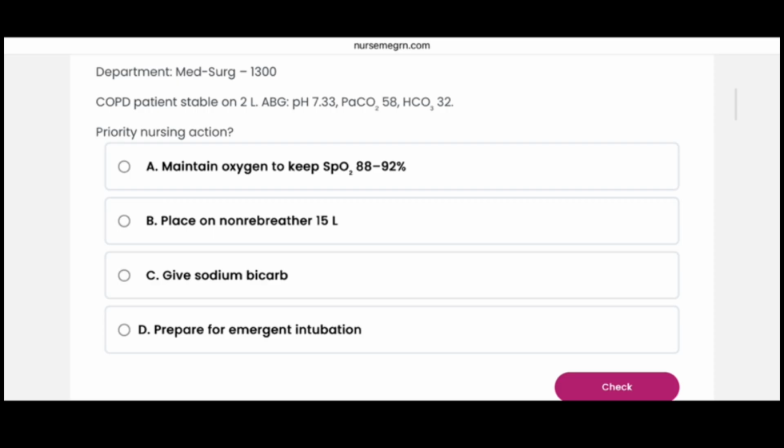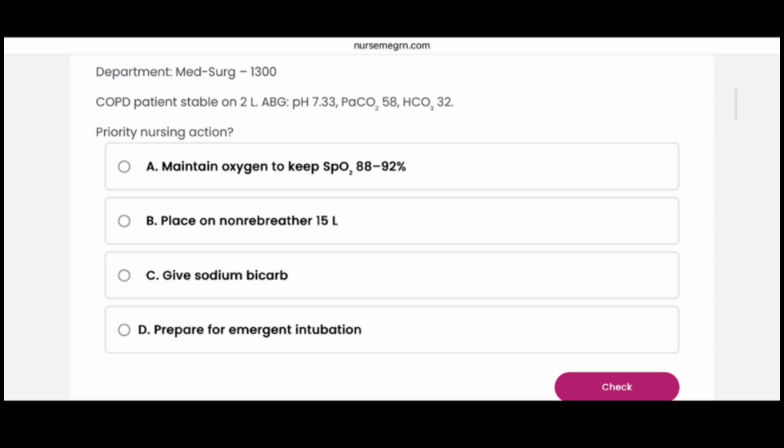Remember, when it's asking for a nursing action, it's asking for you to do an intervention or action, not to gather information. Am I going to maintain oxygen between 88 and 92%? Am I going to place them on a non-rebreather of 15 liters? Am I going to give bicarb, or am I going to prepare for emergent intubation?